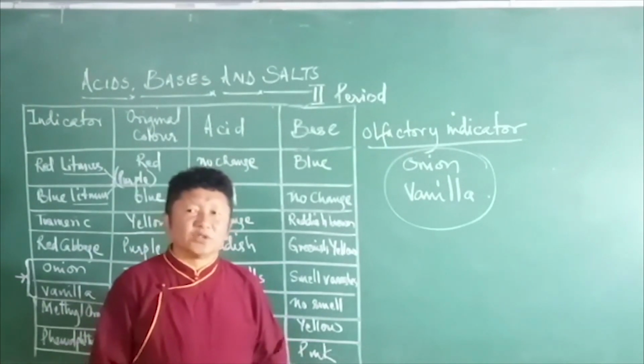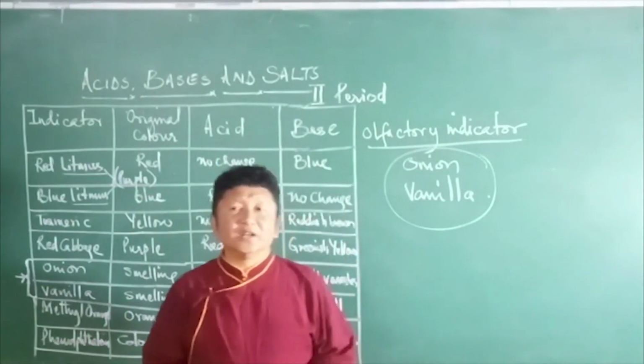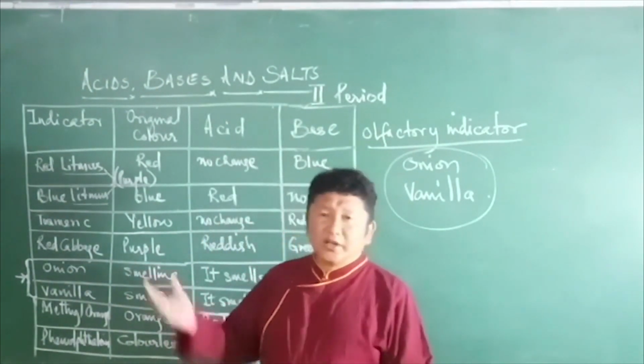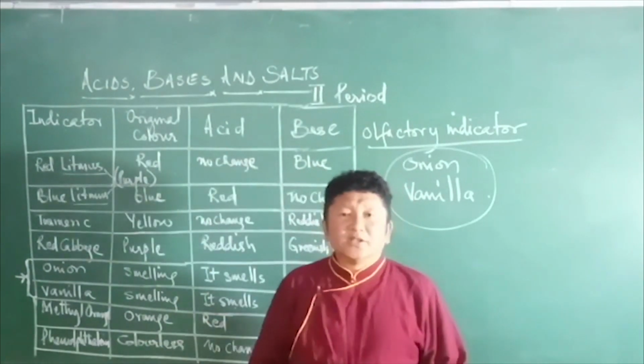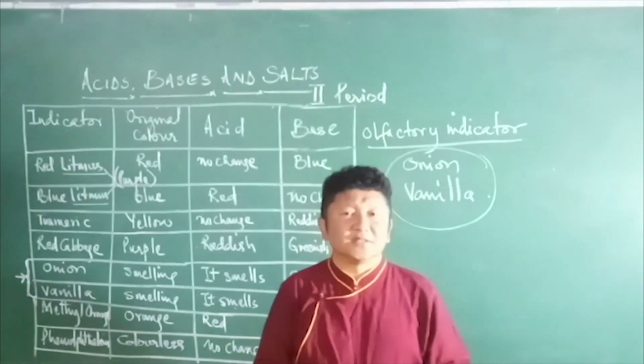So this is how the indicators indicate to us by changing their color, or by giving smell, or by not giving smell. So this is all about indicators. So these are how we use indicators.